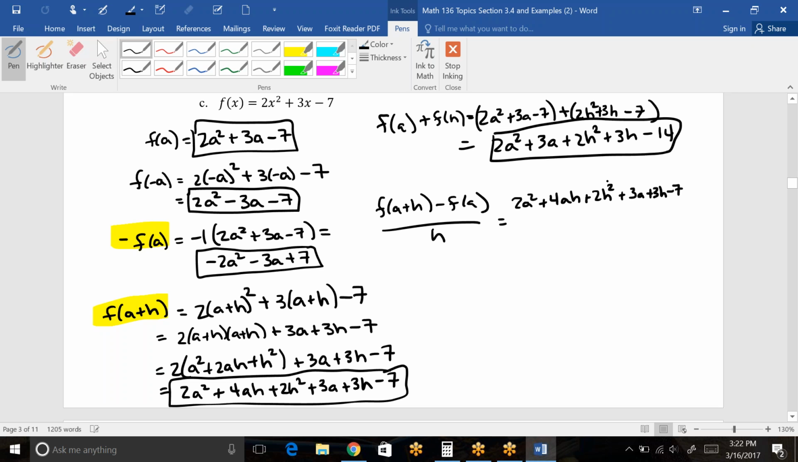And then we have to add this on to the end. So that's -2a squared, -3a, and plus 7. Sorry, I ran out of room, all over h. The 2a squareds are gone, the -3a's are gone, and the +3a, and the -7 and +7 are gone. That leaves me with a 4ah, a plus 2h squared, and a 3h.